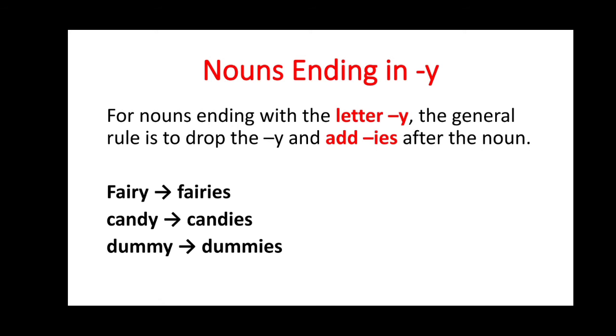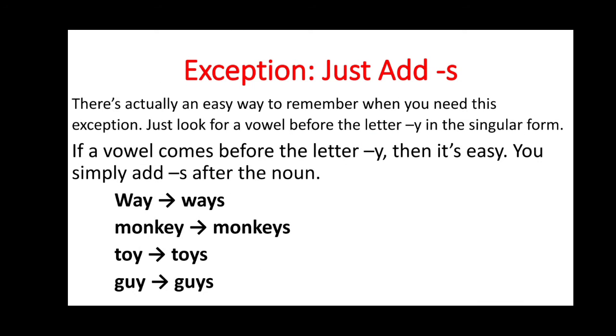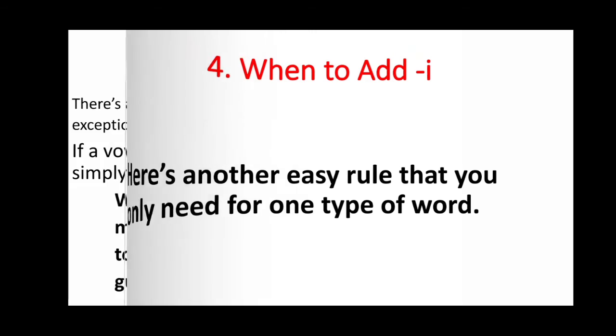Fairy, fairies. Candy, candies. Dummy, dummies. Exception. Just add s. Good news. There's actually an easy way to remember when you need this exception. Just look for a vowel before the letter y in the singular form. If a vowel comes before the letter y, then it's easy. You simply add s after the noun. Way, ways. Monkey, monkeys. Toy, toys. Guy, guys.